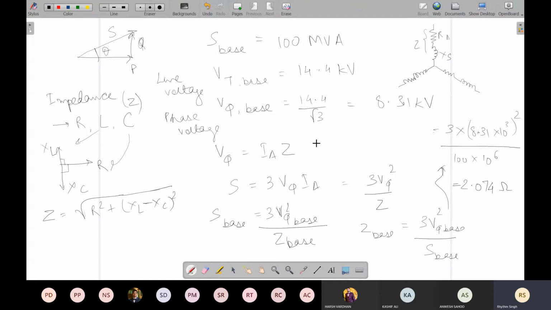And this is simple Ohm's law applied to your AC systems. So V phi equals Ia Z. Just substitute this into this and you get this equation, and you can simplify this.